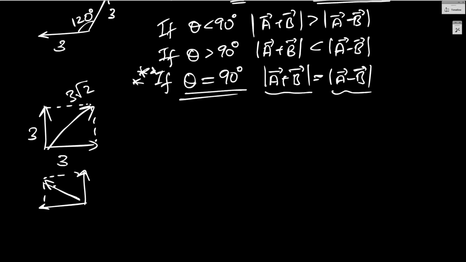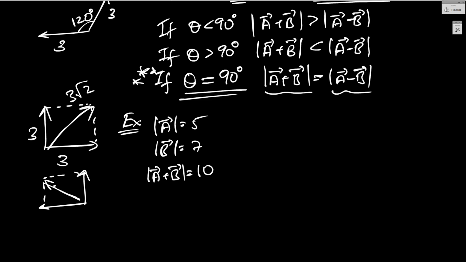Okay? So let's just do an example, last example. If I tell you that vector A is 5, vector B has a magnitude say 7, and vector A plus B has a magnitude say 10. I want you to quickly tell me whether A minus B is more than or less than A plus B. How do you figure this out? Easy. Try to figure out whether the angle is acute or obtuse. Either you can do that or you can calculate what A minus B is. I would just like to calculate whether the angle is acute or obtuse.